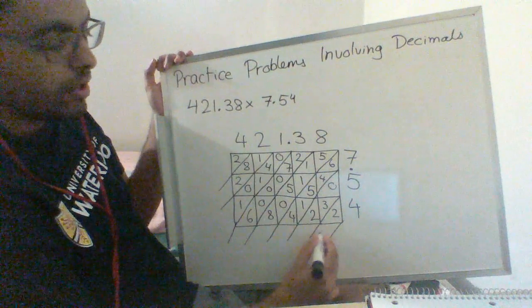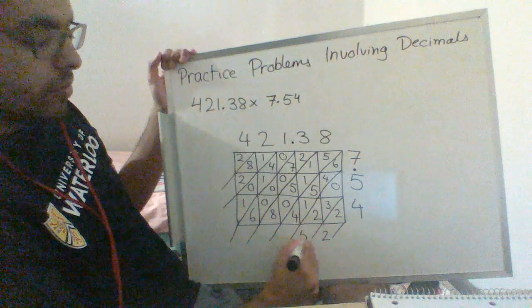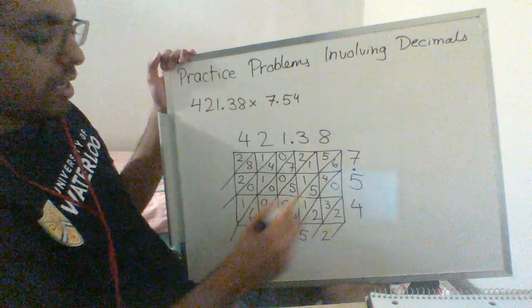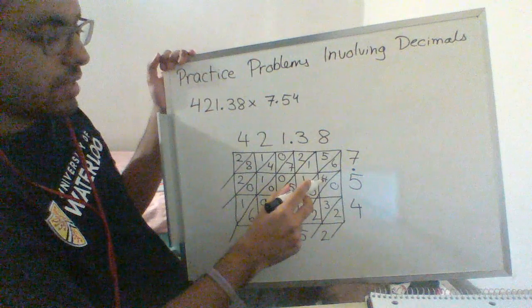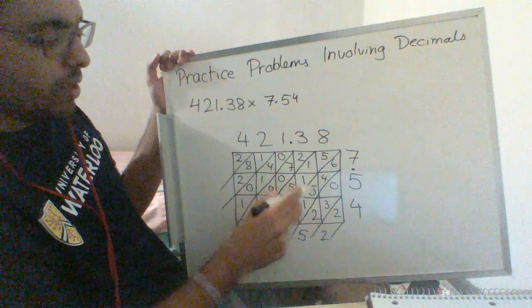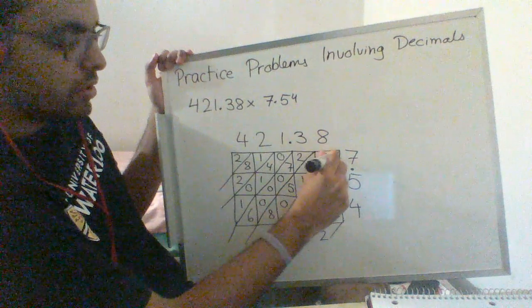So we start in this corner, we get the 2 sitting here by itself. 3 plus 2, that's 5. And then here, we're going to want to be careful that we don't miss anything. 6 plus 4, that's 10. 5 plus 4 plus 1, that's another 10. So in total, that's 20. So we put the 0 here, carry the 2.